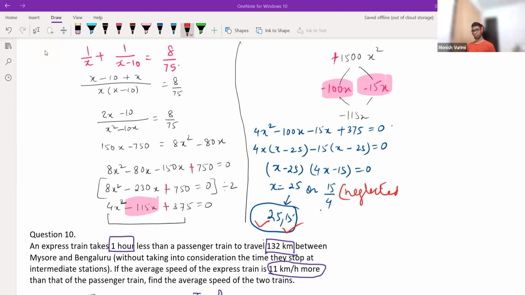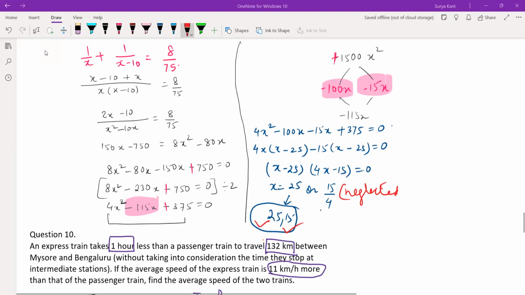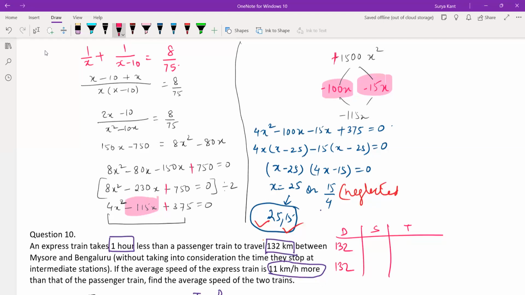Yes, sir. So in this kind of question, you can make 3 parts again. Before we have done 3 parts. Same way here also you do distance, speed and time. 3 parts you can make. So how much distance does the train have to cover? 132, right? Both cases 132 only. Clear?